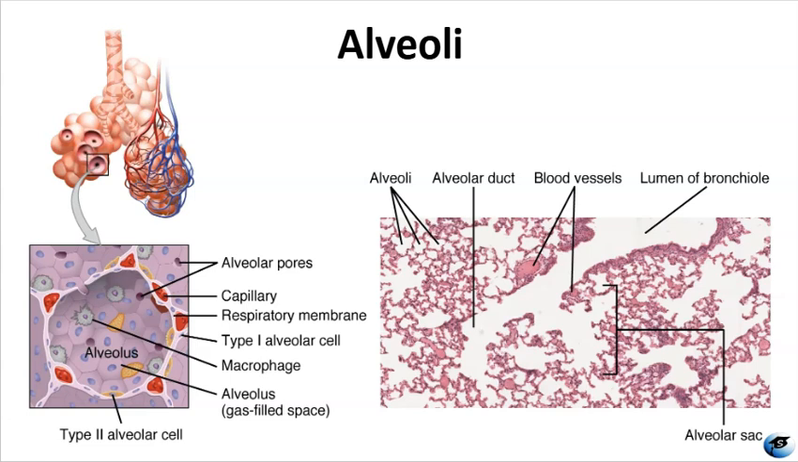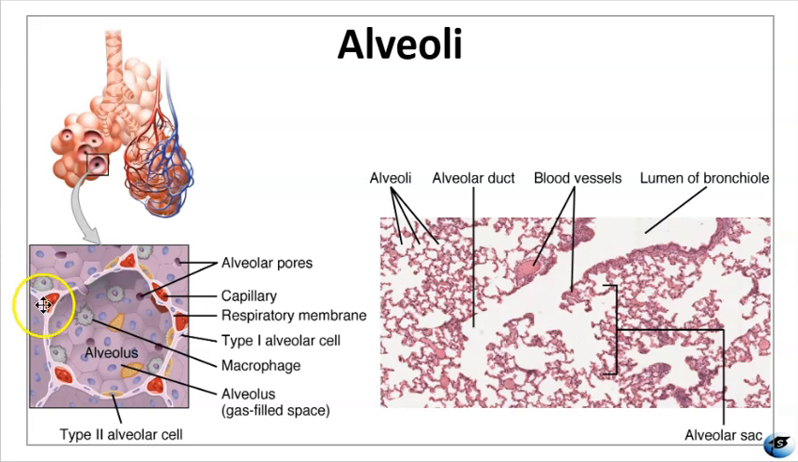This is a closer look at the alveoli. You can see the alveolus here. This is a gas-filled space, and you have macrophages, capillaries, alveolar pores. This is a histology slide showing some of these structures as well. This big empty space here is the alveolar sac. Then you have the lumen of the bronchiole and individual alveoli over here.